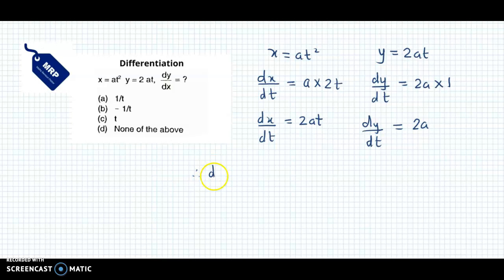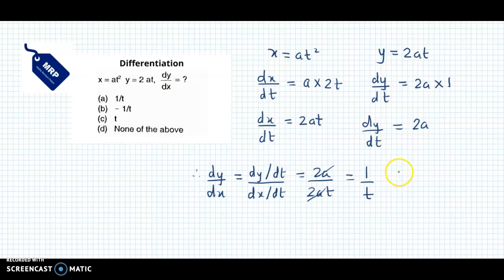So therefore dy by dx is calculated as dy by dt divided by dx by dt. Now dy by dt is 2a, dx by dt is 2at. Now we could cancel off 2a with 2a. So final answer is 1 upon t, and the answer to this question is option A.